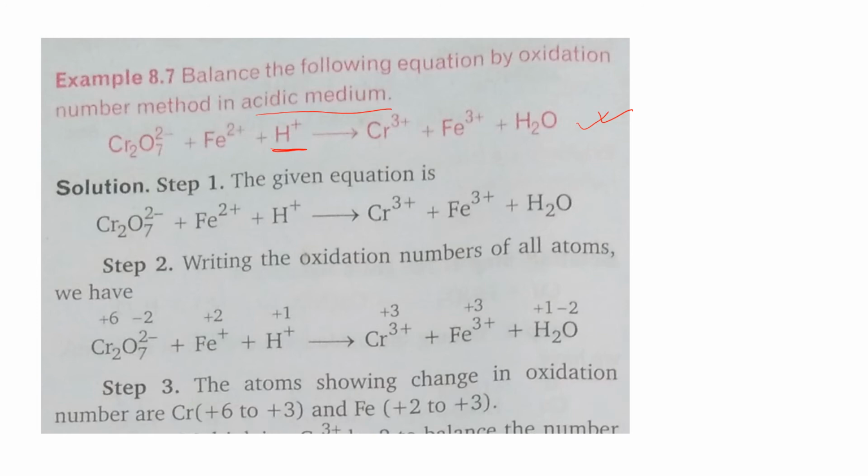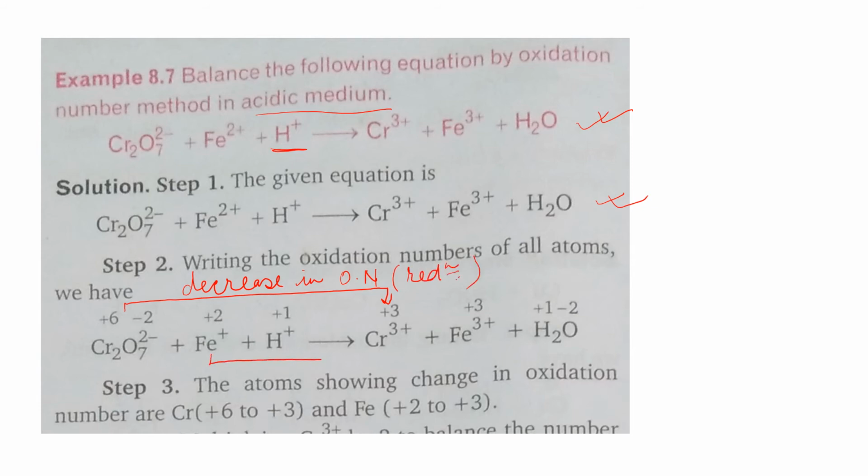First step is copy the equation. You have copied the equation. Second is write all the oxidation numbers. You have written that also. H2 you may not write because you know that H2 is 0. Now just see here, chromium is going from +6 to +3. So this is your decrease in oxidation number. You will write this one, that is reduction.